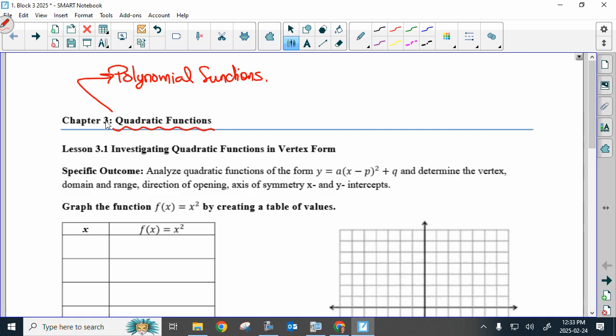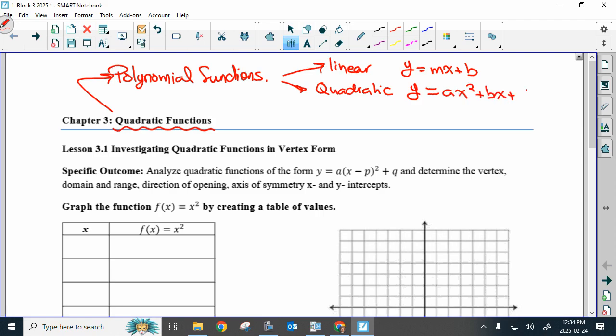And part of polynomial functions would include linear functions. So that was like your y equals mx plus b. And then we're going to have quadratic functions. And these ones are going to look like this: ax squared plus bx plus c.